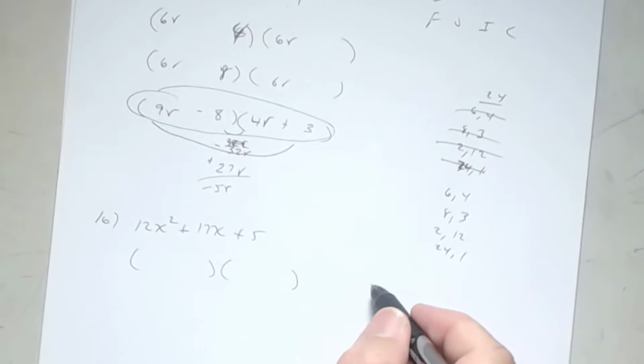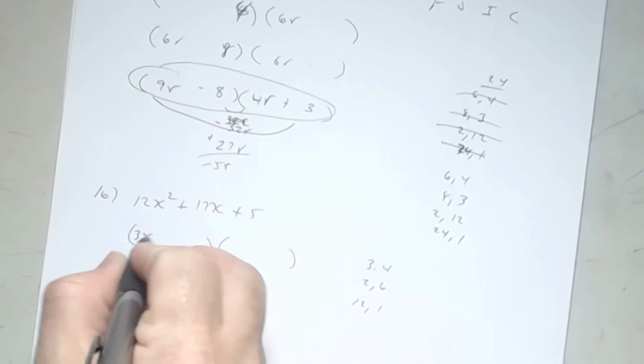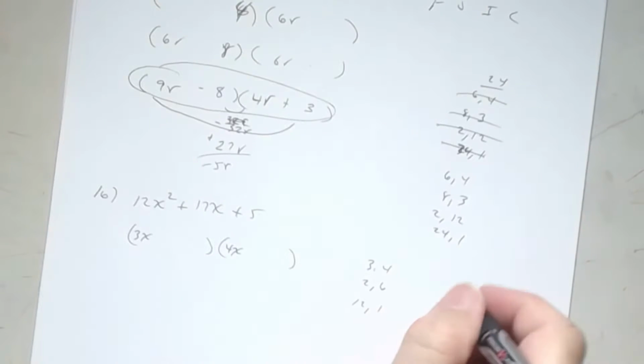For 12x squared, what are the possibilities for 12? 3 and 4, 2 and 6, 12 and 1. That's about it, right? Pretty much. All right, what do you want to try first? Pick something, it's trial and error. 3 and 4? Yeah, but you've got to say 3x and 4x, or you could say 4x and 3x, it does not matter. Okay, so that takes care of F.